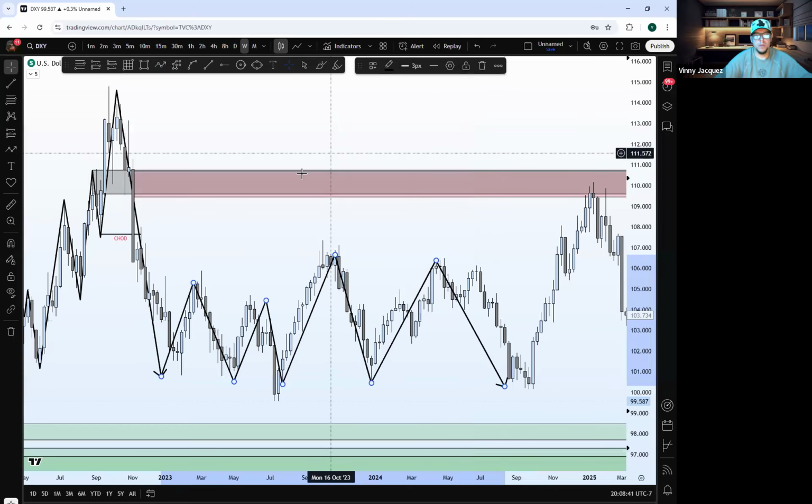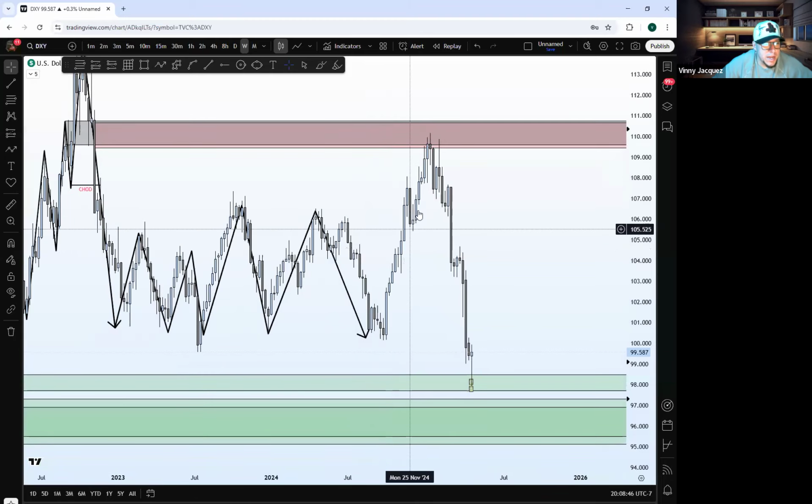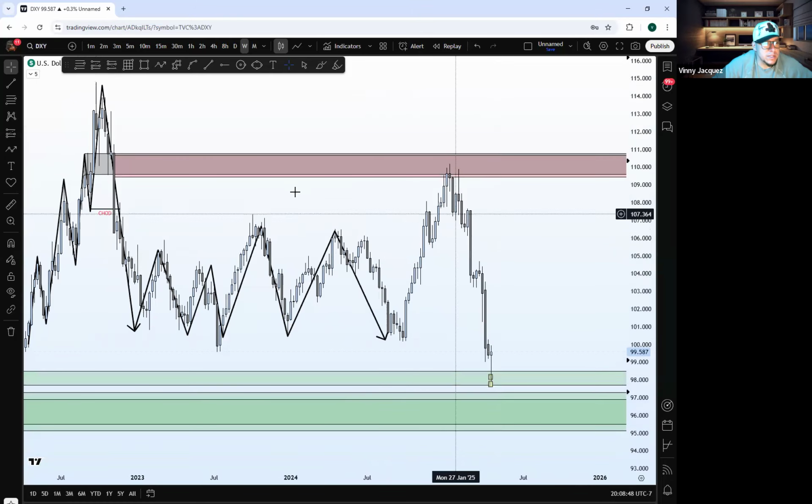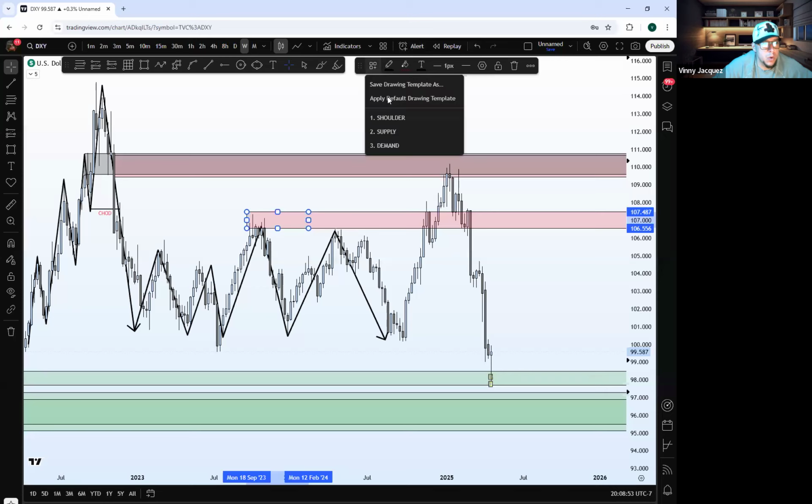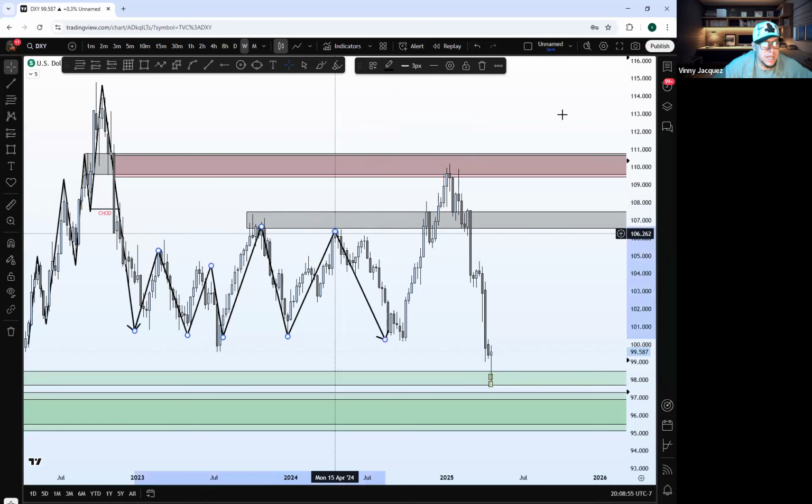Now, this is higher time frame consolidation, so there are some good moves in here still. But when we're looking at it at a higher time frame, we can still potentially wait for the market to come back into these areas. When? I don't know, right? We just have to stay ready.